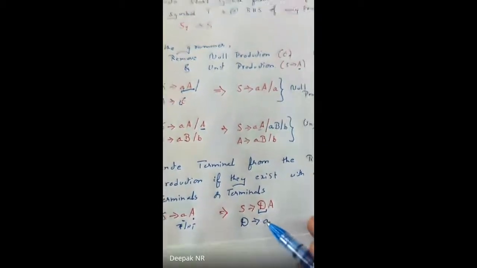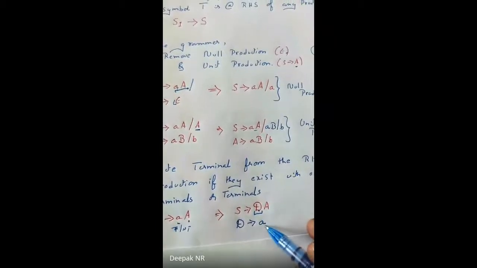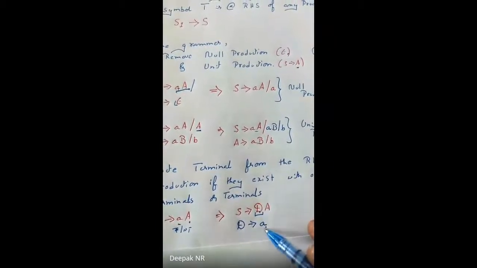If you solve it, what is the value of D? The value of D is A. This has been resolved. Clear? This is my step 3.